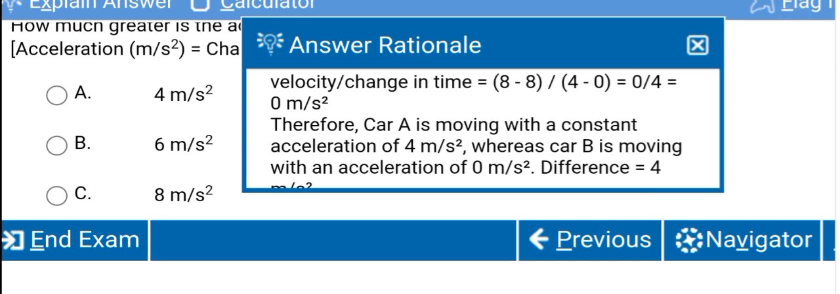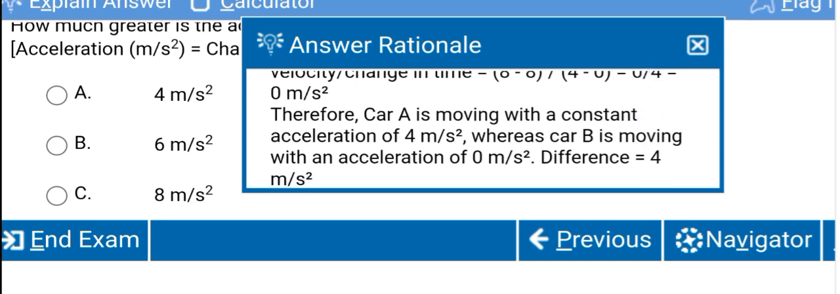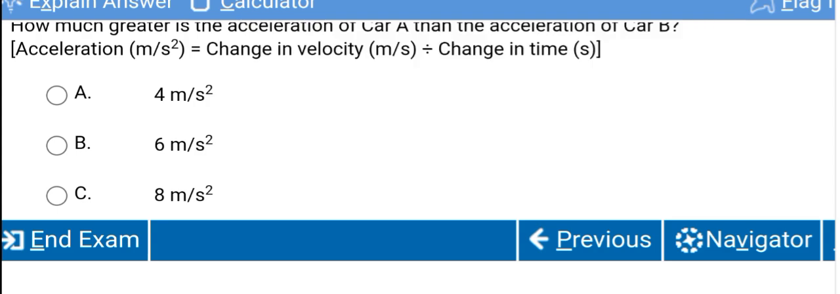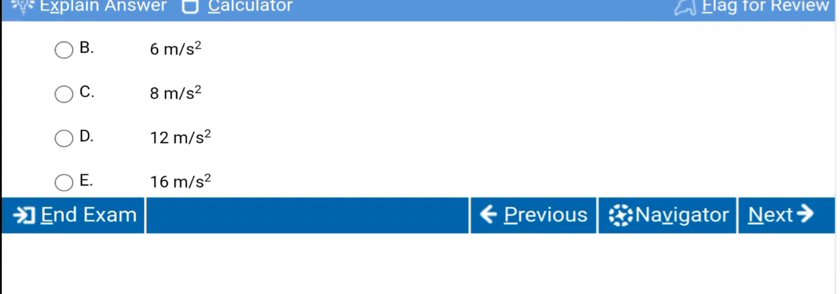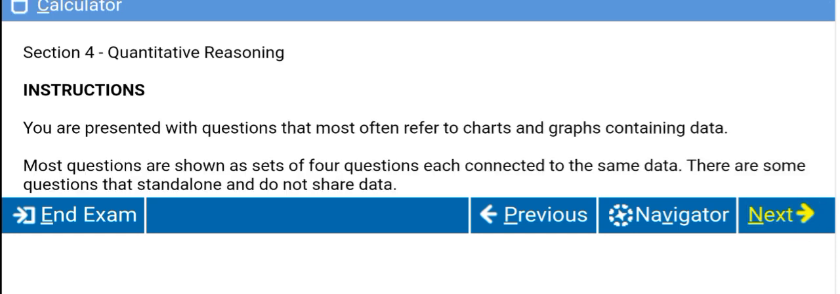Car A is moving with a constant acceleration of 4 meter per second squares, whereas car B is moving with an acceleration of 0 meter per second squares. So the difference equals 4 meter per second squares. So that's why the correct option is option A, that is 4 meter per second squares. So here we have completed our 3 sections of quantitative reasoning. Now we're going to continue with section 4.